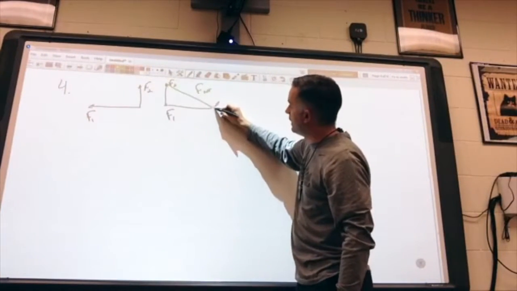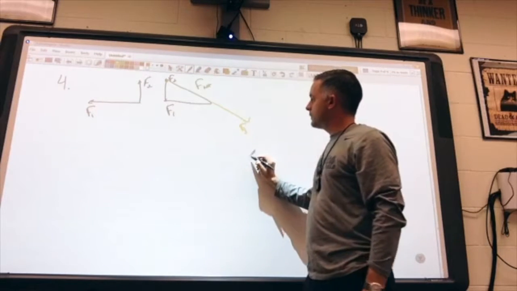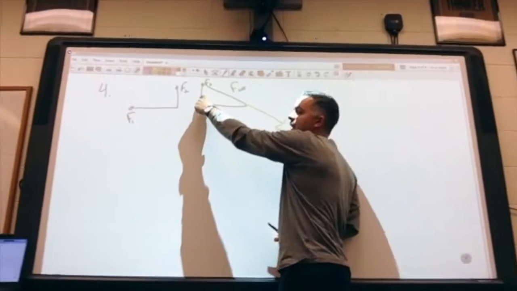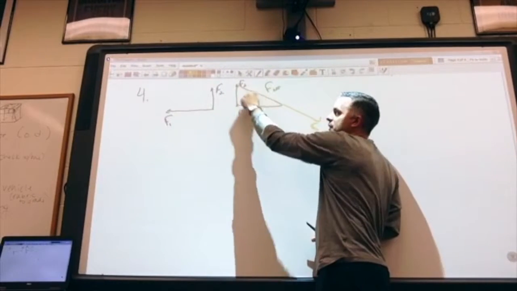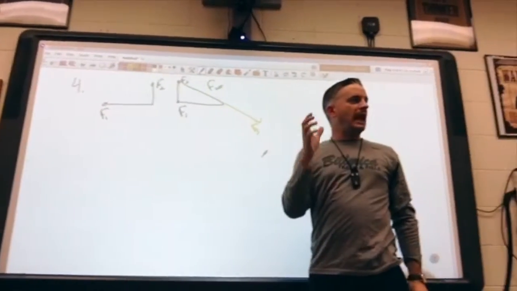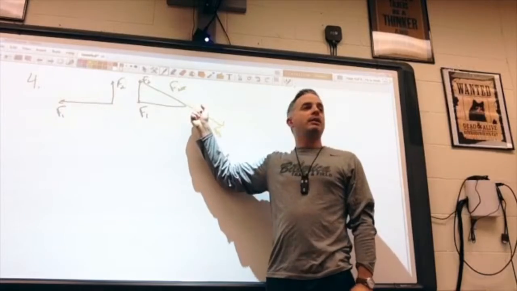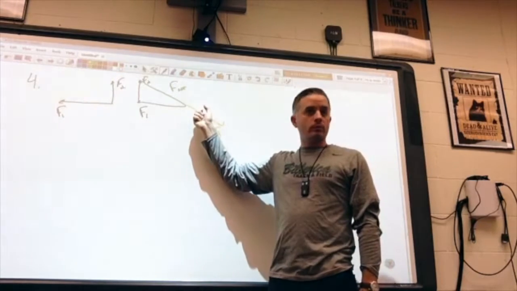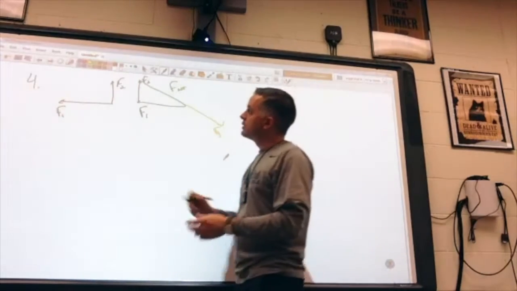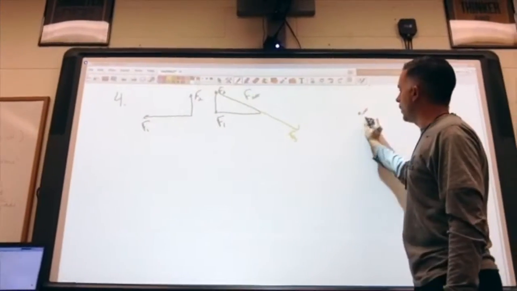So this would be my F3. Because again, F1 and F2, when they act together, create this green arrow, this net force. But my task in these problems right now is to balance those out so I don't move. Okay? So now when I redraw it, I'm putting everything back the way it was.